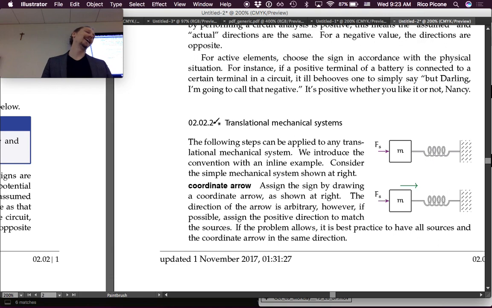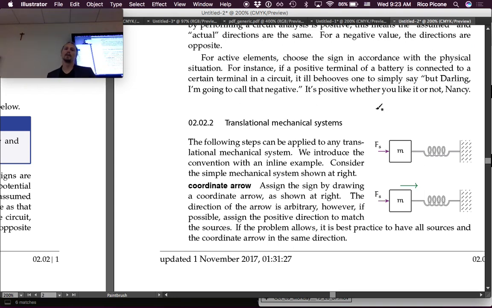So I think it's worth slowing down and talking about, though. I mean, we might not get a full understanding, but we should at least have an idea of what the sign convention is. And I actually think it's not too bad. So what I do, instead of defining it in broad terms, I just give a procedure for constructing a system with a sign convention and interpreting that sign convention. So we'll see how this goes. So the following steps can be applied to any translational mechanical system. We introduce the convention with an inline example, which is going to be happening over here on the right.